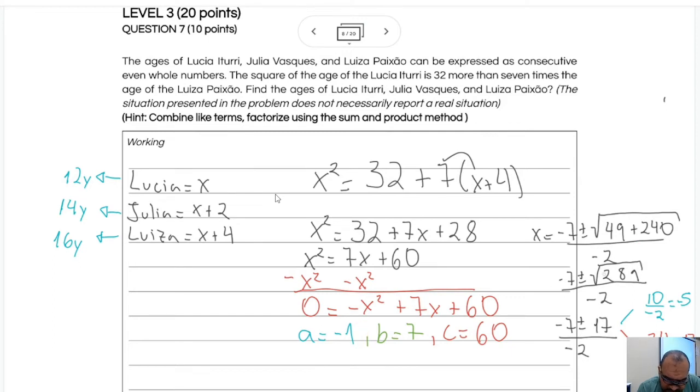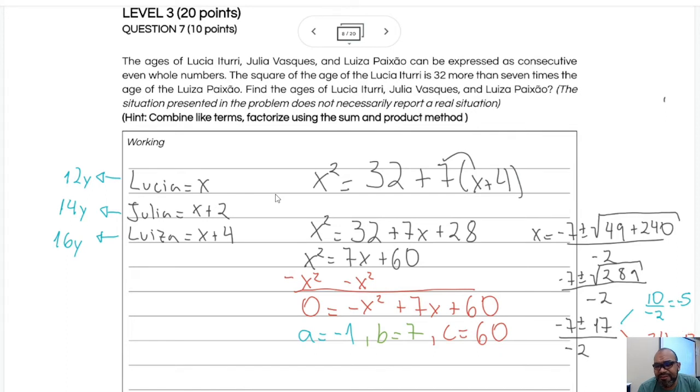Negative 7 plus or minus the square root of this number here, 17, divided by negative 2. First solution, negative 7 plus 17 is 10. 10 divided by negative 2, negative 5. Second solution, negative 7 minus 17, it is negative 24. Divided by negative 2, positive 24 divided by 2, 12.